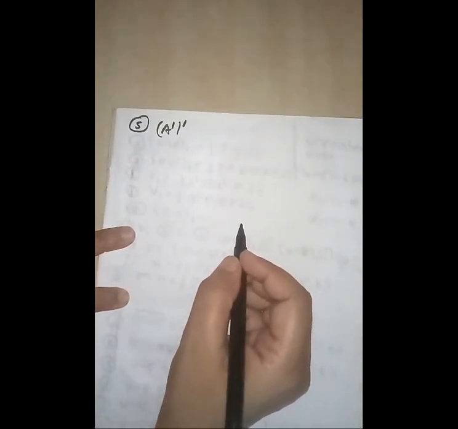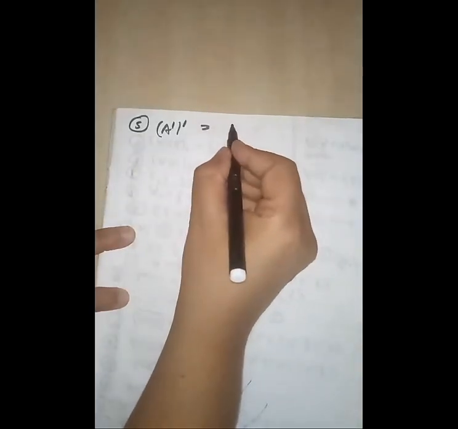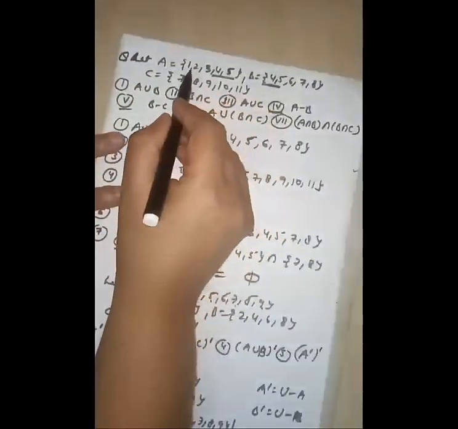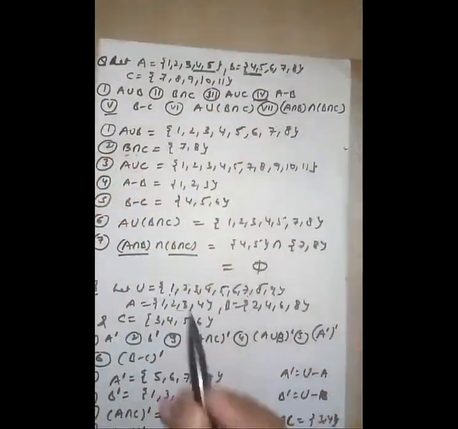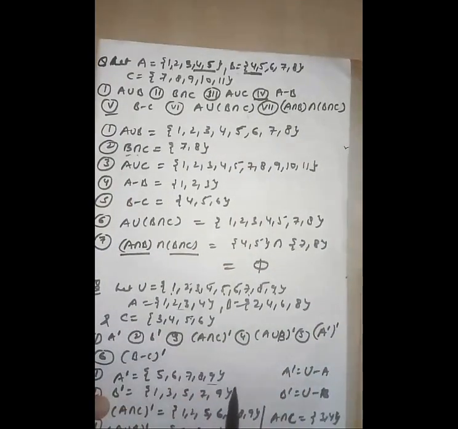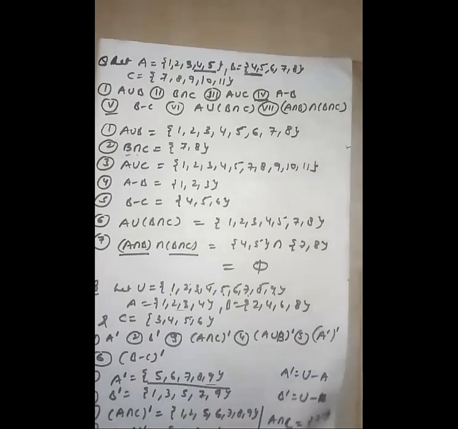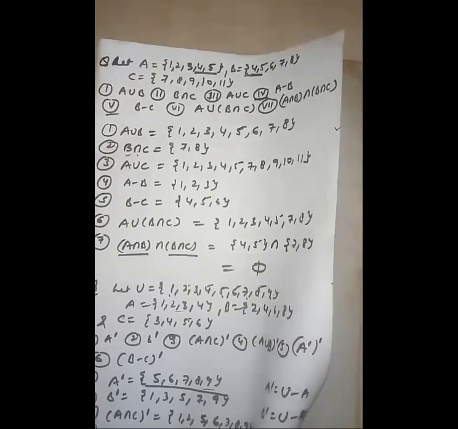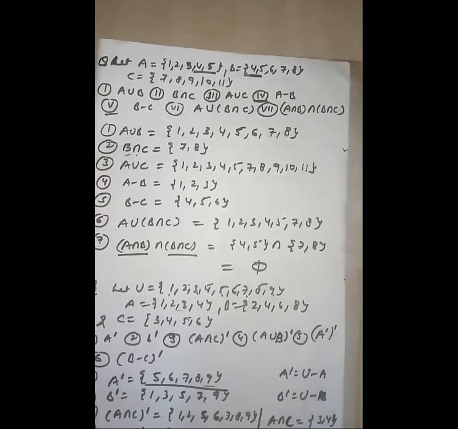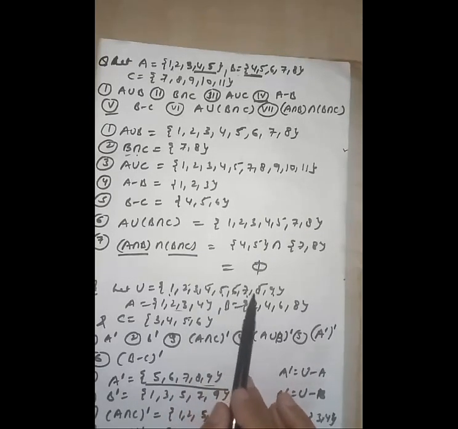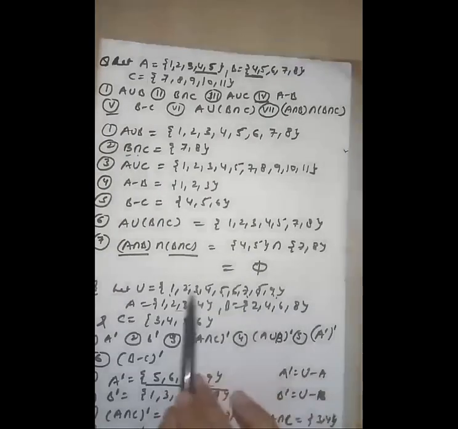You can find what the A complement is. This is your A, and this is your A complement. A complement comes 5, 6, 7, 8, 9. It means you have to take the complement of the A complement. Right? So 5, 6, 7, 8, 9, leaving these elements and taking the rest of the elements in the universal set.